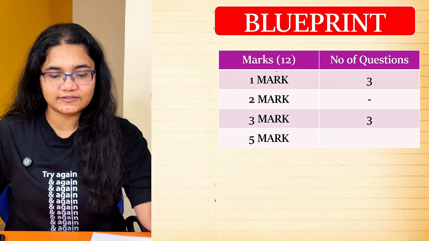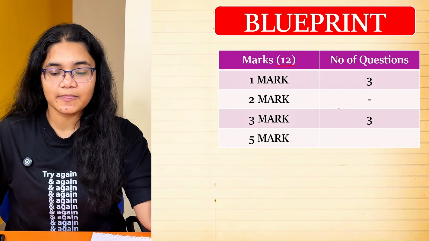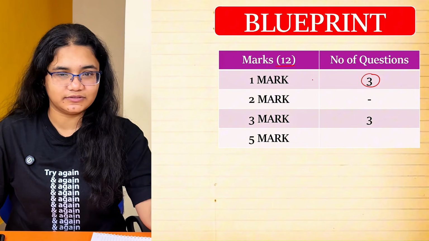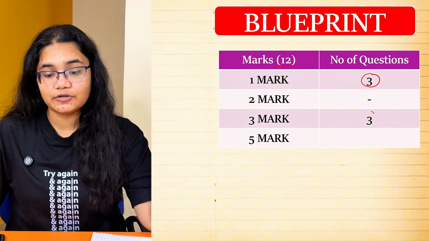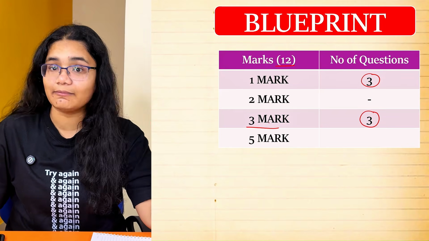So now let us see this particular chapter blueprint, how it is distributed, what is the weightage of this chapter, and so on. So the chapter carries 12 marks. Definitely a very high weightage chapter. And in this 12 marks, 3 marks will be 1 marker, that is your MCQs and FIB, and the rest 9 marks will be from the 3 marker section, means you will get 3 marker questions.